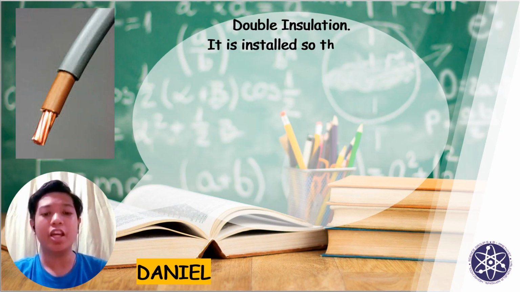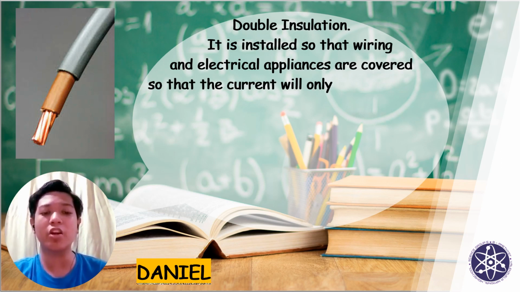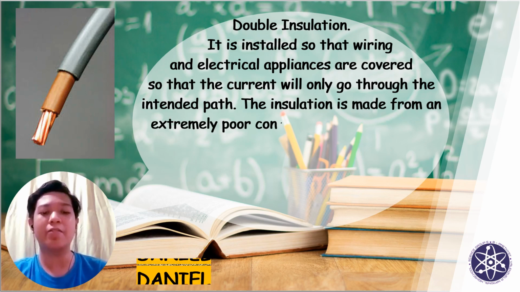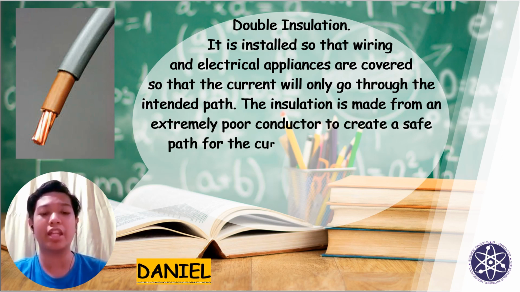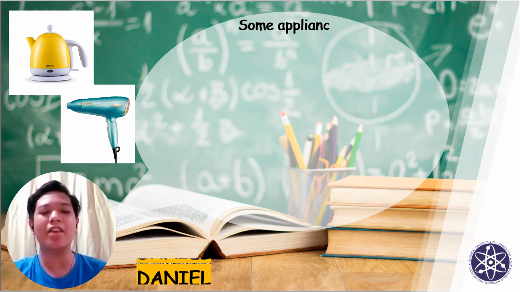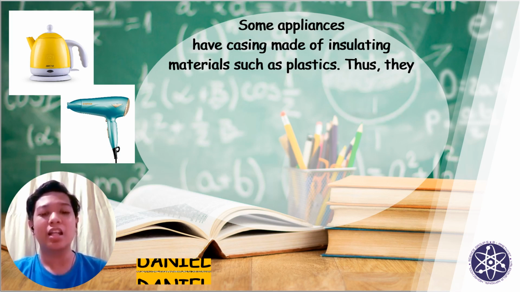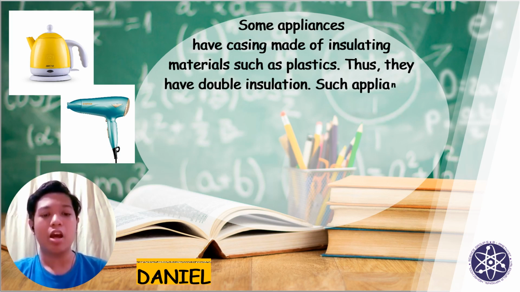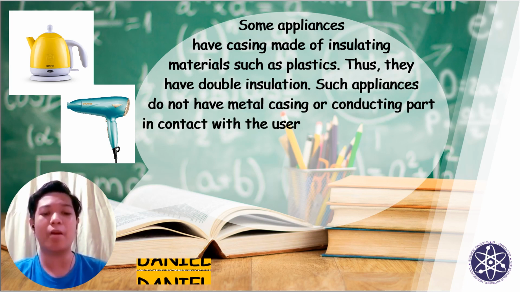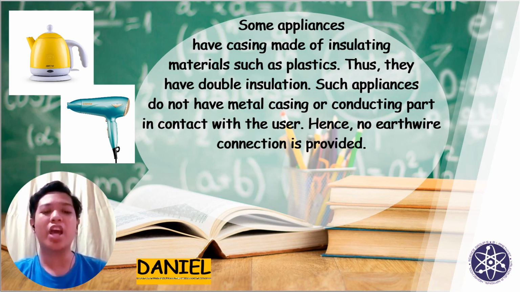Double insulation. It is installed so that the wiring and electrical appliances are covered so that the current will only go through the intended path. The insulation is made from an extremely poor conductor to create a safe path for the current to flow through. Some appliances have casing made of insulating materials such as plastics, thus, they have double insulation. Such appliances do not have metal casing or conducting parts in contact with the user. Hence, no earth wire connection is provided.